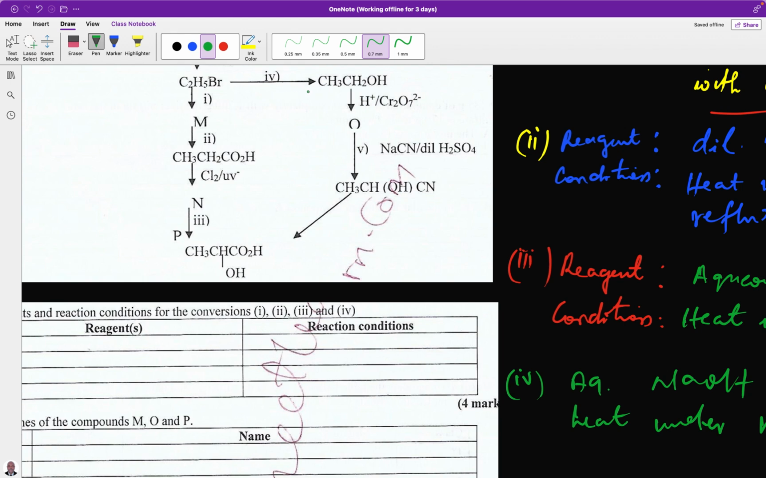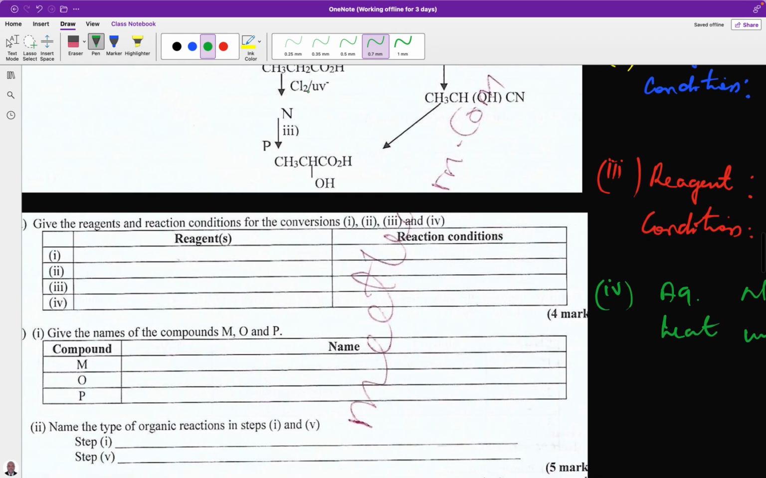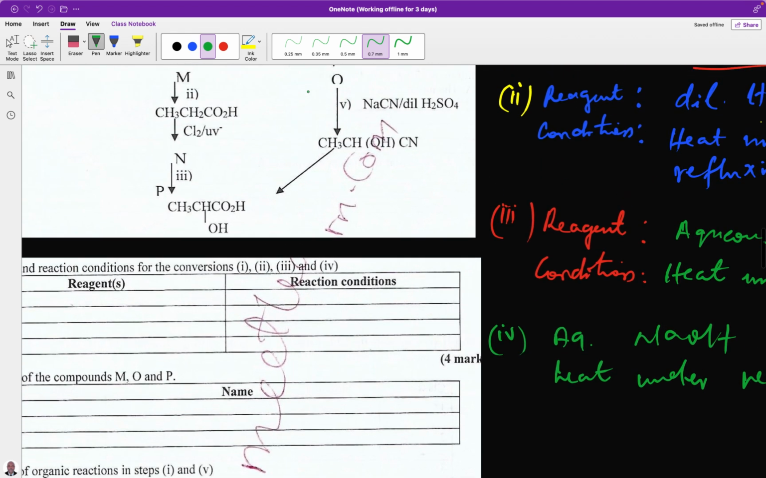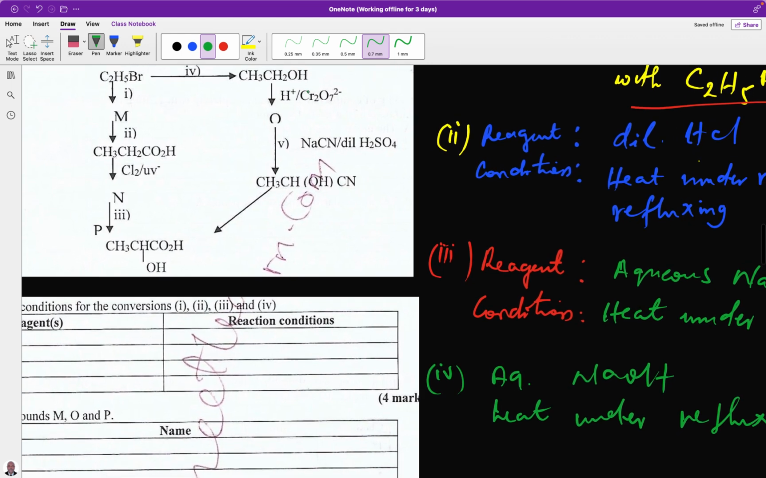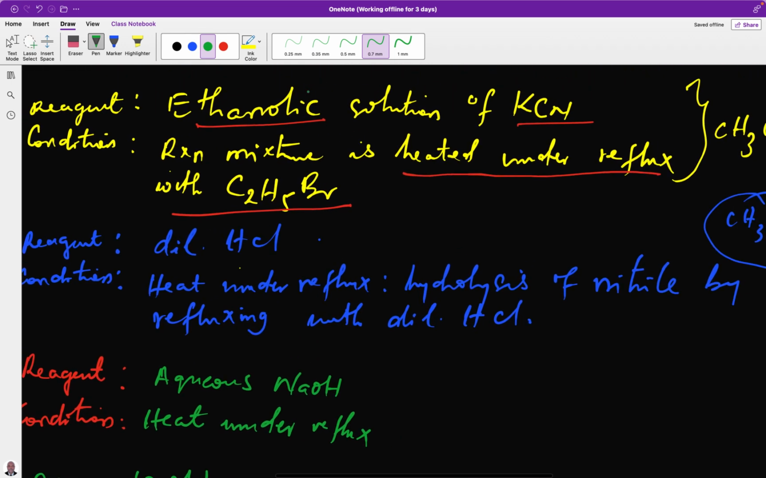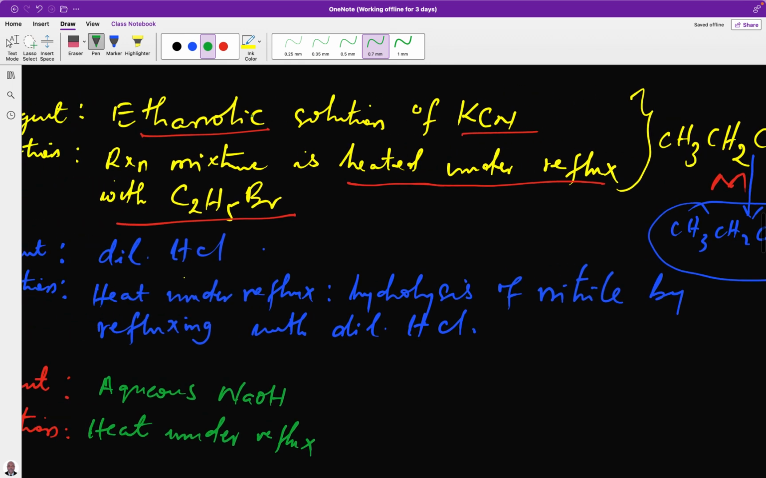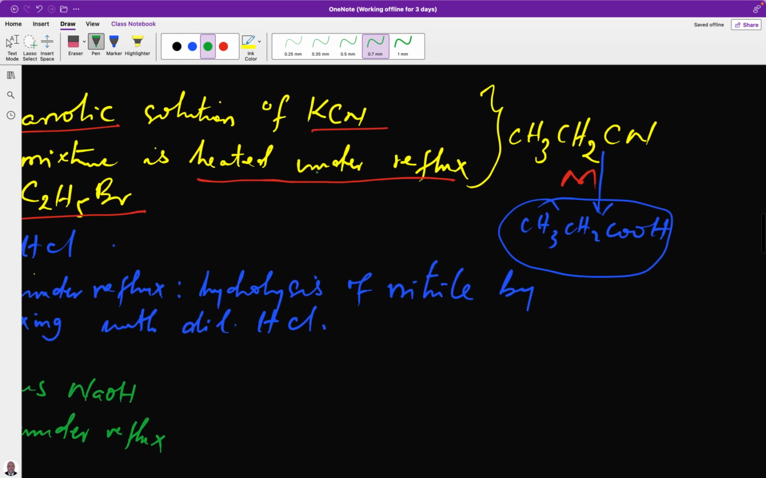Then again, it takes us to the other part. Give the names of the compounds M, O, and P. You were very vigilant when I was saying M. M is when you have an ethanolic solution of potassium cyanide, heated under reflux with bromoethane. The cyanide will substitute the bromine, and it will be CH3, CH2, CN.